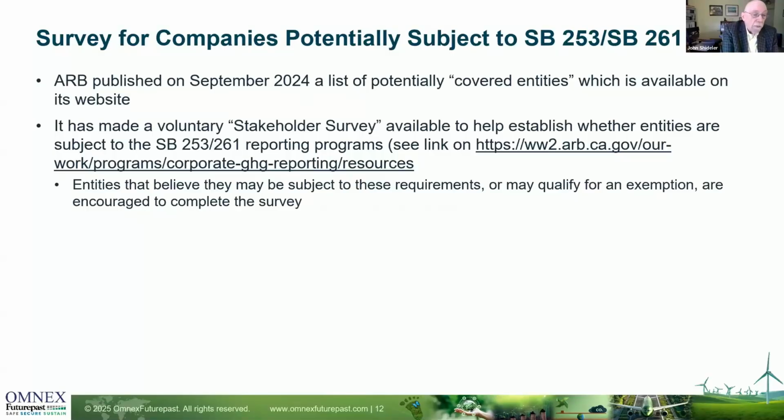So just last month, ARB published a list of potentially covered entities, which is available on its website. If you have any doubt about whether you're likely to be covered, first of all, you have to consider your own annual revenue and the criterion for doing business in California. This survey, though, which is available on the link that I've got listed here in the second bullet, will get you in touch with ARB, and they will then engage with you about whether or not they think that you're eligible or required to report. You may also find out that you qualify for an exemption if you use this survey and start interacting with ARB.